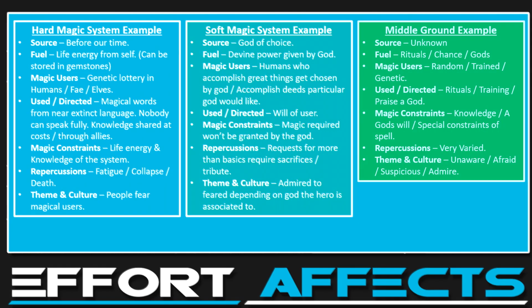Finally, the middle ground example. Let's do Game of Thrones straight up. I like stealing. Number 1, the source of the magic, it's unknown. How it's fueled, rituals, chants, and gods. Magical users are random, trained, or genetic.